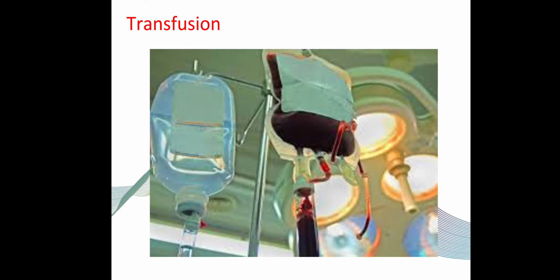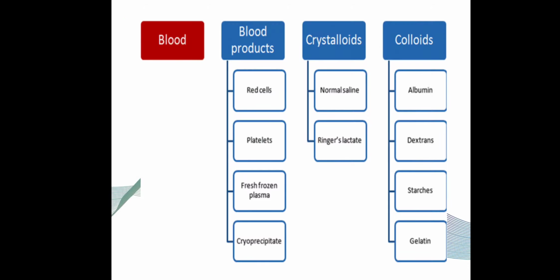Transfusion is whenever we are infusing something into a blood vessel. Now transfusion can be any of these. It can be blood, it can be blood products, it can be crystalloids, or it can be colloids. When we are transfusing whole blood, that is blood. These are the blood products: red cells, platelets, fresh frozen plasma, right? Cryoprecipitate. You can transfuse these to the patient individually, right? Blood and blood products are specially required in hemorrhagic shock, depending upon the condition of the patient, right?